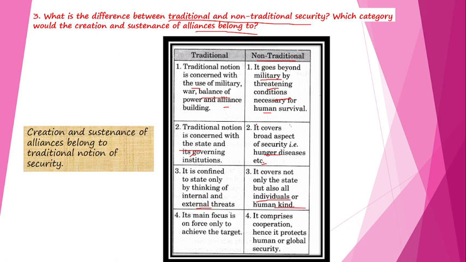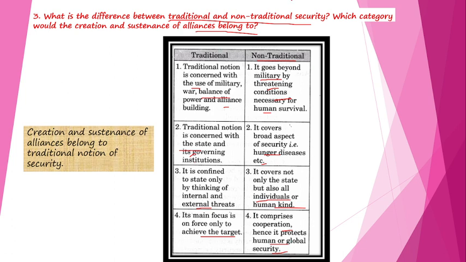And the last one: the main focus is on the force only, to achieve its target. See what happens here in the traditional: the main purpose and the main aim is to achieve whatever targets are there. That is the main point in the traditional. In non-traditional, it comprises cooperation, and hence it protects the human being and global security. It gives global security along with the human being.